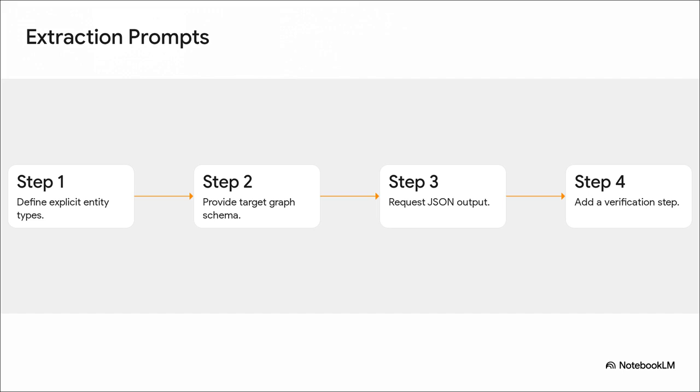Demand a structured JSON output. Literally tell the model to return a format with entities and relationships in brackets so your downstream systems don't break. And 4. Always add a verification step.